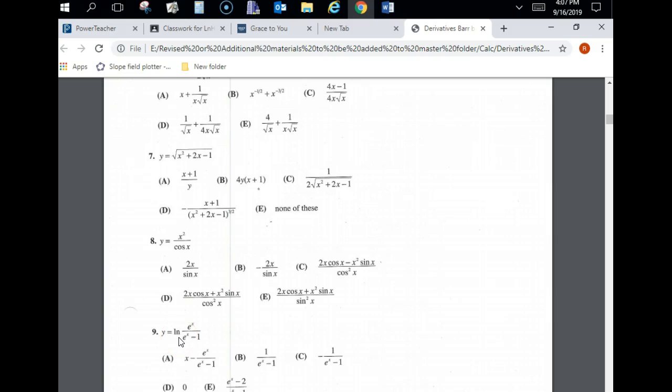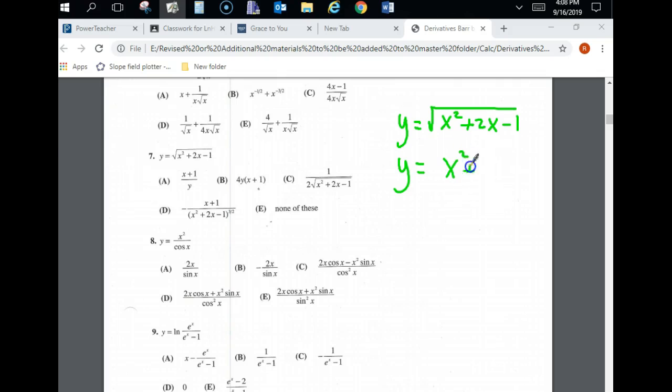Okay, so the next one we'll look at is number 7. Number 7 is really kind of weird. It's not hard per se, but it is weird. So first of all, what I want you to notice is that we want to find the derivative of this thing. And it's a chain rule, right? Because we have an inside function, which is this x squared plus 2x minus 1. And then we have the outside function, which is the square root.